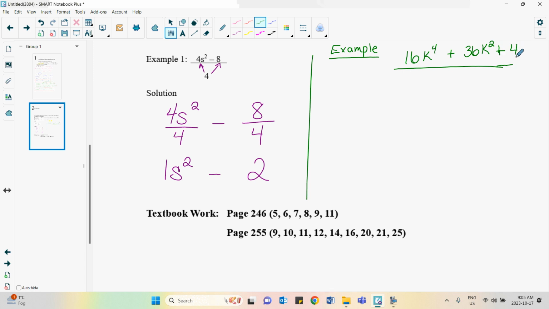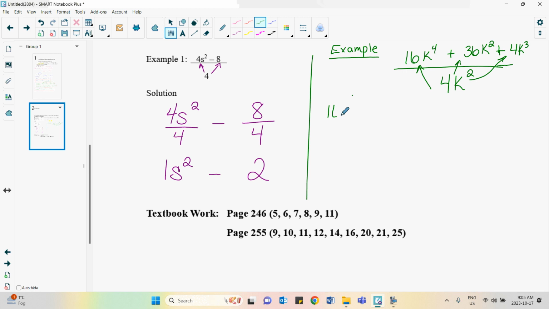Added a third term there. I'm not going to do that. We're just going to add a variable to this because we're not going to deal with negative exponents until we're in grade 10. You guys are smart enough to do it. Okay, so remember that 4k squared has to be divided into each term.